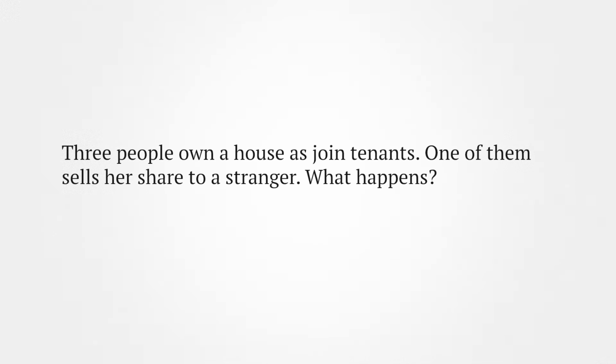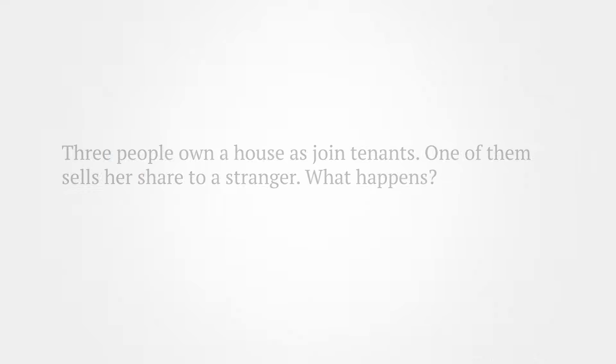The part people get wrong is this. Here's the question. Three people own a house as joint tenants. One of them sells her share to a stranger. What happens? That stranger is now a tenant in common. But the other two are still joint tenants with each other. The sale only broke the unities for the person who left. The other two keep survivorship between them. Easy way to remember it: in common, you can will it. In joint, you can't. Survivorship wins.